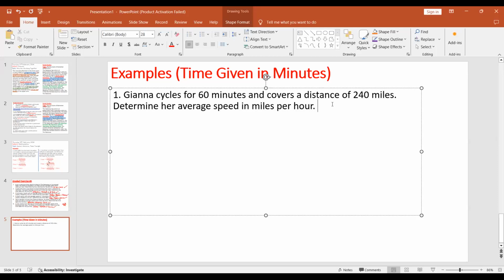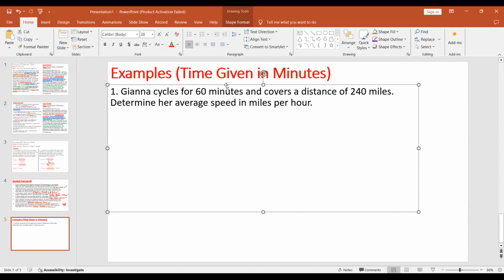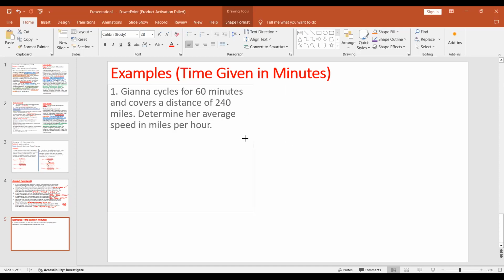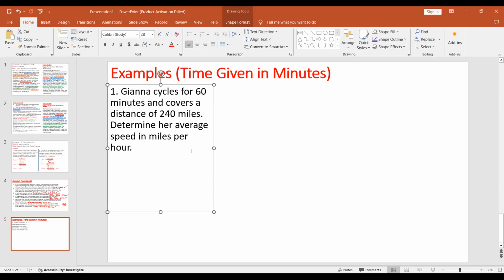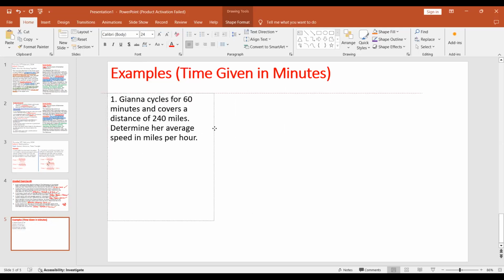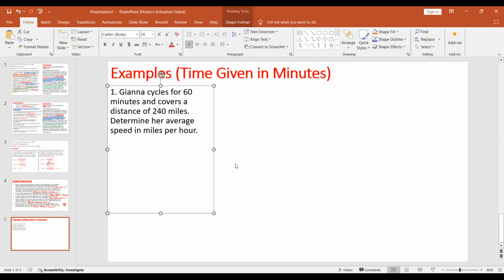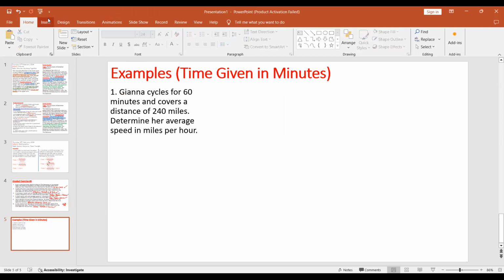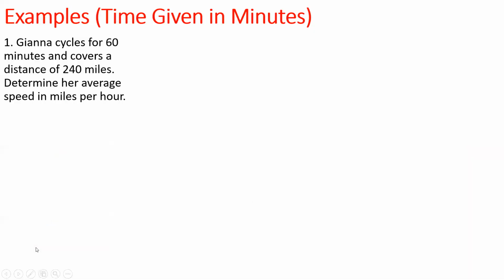All right, so how are we gonna do this? Gianna cycles for 60 minutes. She covers a distance of 240 miles. Determine her average speed in miles per hour. Let me put this on this side so we can have a lot of space. We know that the average speed, right? What is the formula for average speed? Distance divided by time.